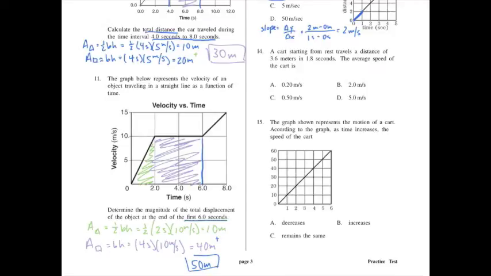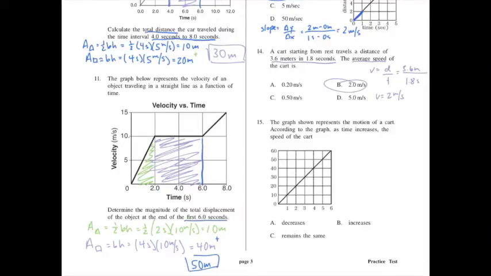14 is the same idea, this time with just numbers instead of a graph. 3.6 meters in 1.8 seconds. V is equal to d over t. 3.6 meters over 1.8 seconds, and that should get us also 2 meters per second. There are a lot of questions that are just like this, and I expect every single one of you to get this right.